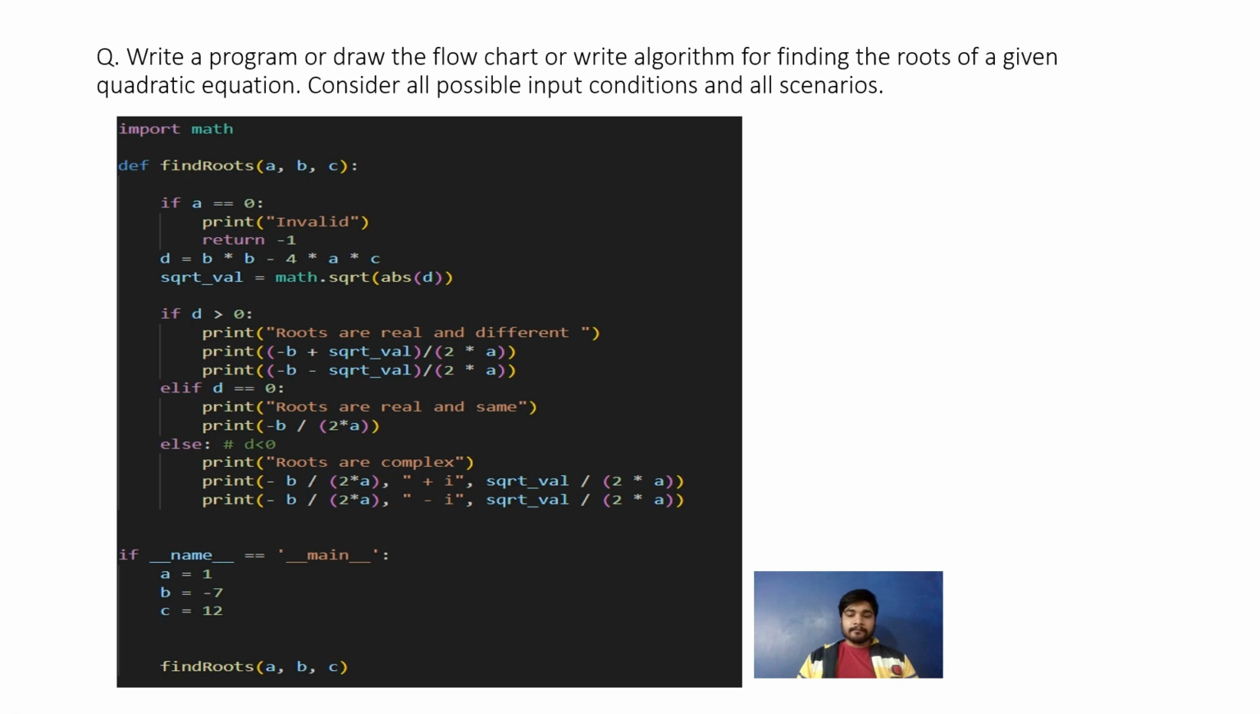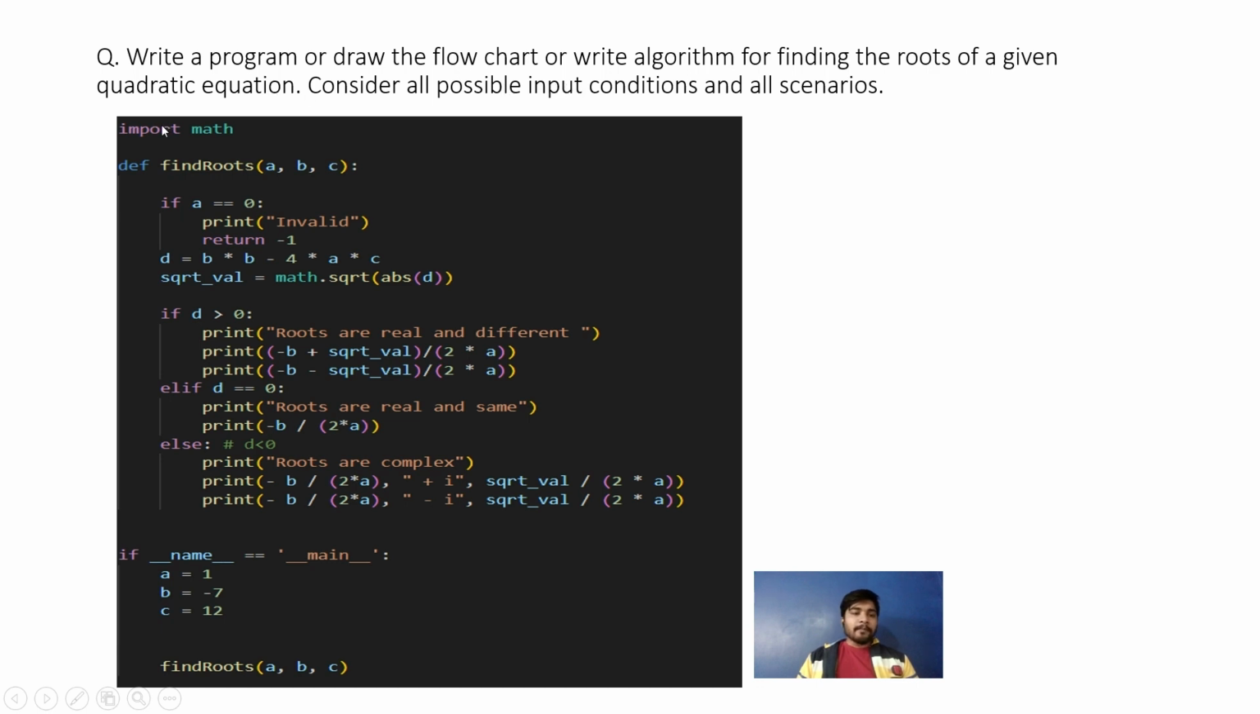Hello everyone. Myself Aniket Jain, and today we are going to discuss another question of computer oriented numerical mathematics. So the question is, write a program for finding the roots of a given quadratic equation. Consider all possible input conditions and all scenarios.